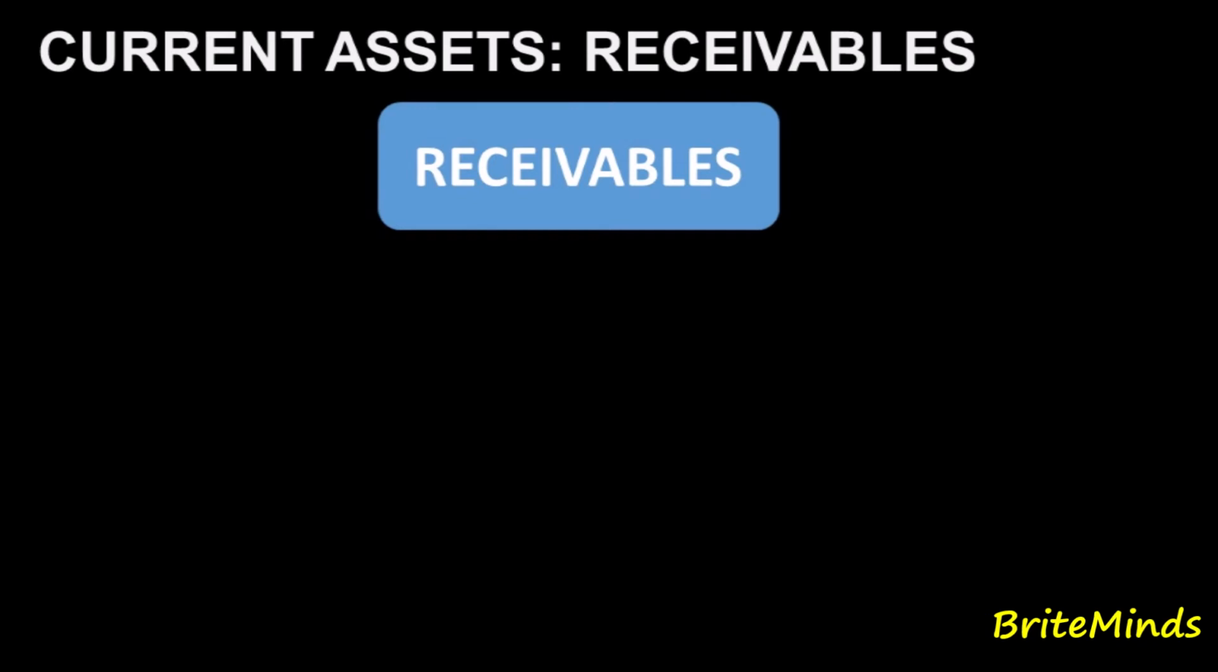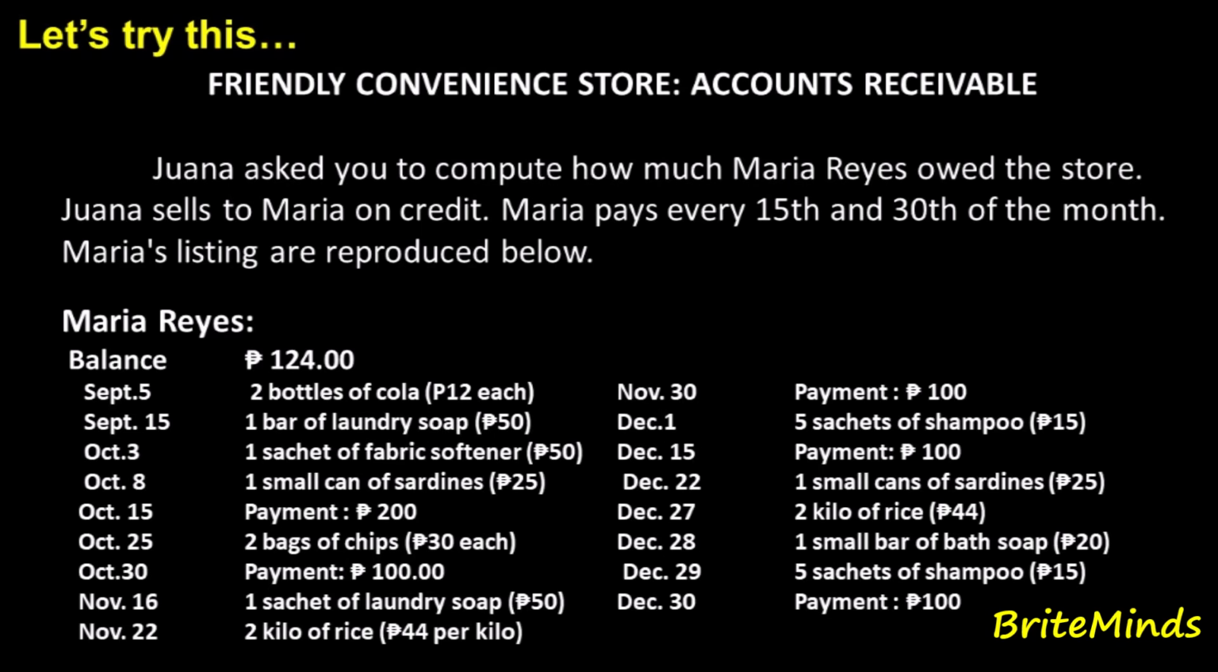Let's try to answer this. Friendly Convenience Store accounts receivable. I want to ask you to compute how much Maria Reyes owed the store. Juana sells to Maria on credit. Maria pays every 15th and 30th of the month. Maria's listings are reproduced below. So you can see below what are the bills of Maria, starting from the month of September 5 to December 30.